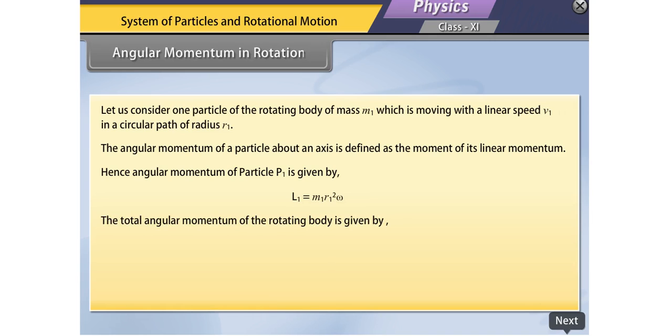The total angular momentum of the rotating body is given by L = L1 + L2 + so on till Ln. By putting the value of L into the above equation, we get L = m1 r1² ω + m2 r2² ω + so on till mn rn² ω. Thus, we get the result L = Iω.